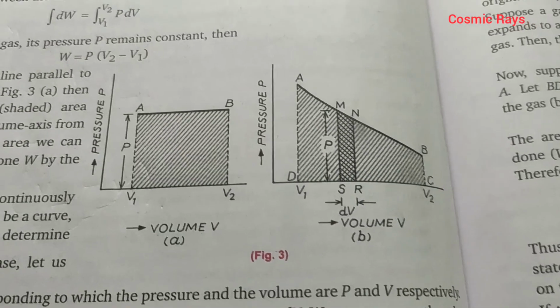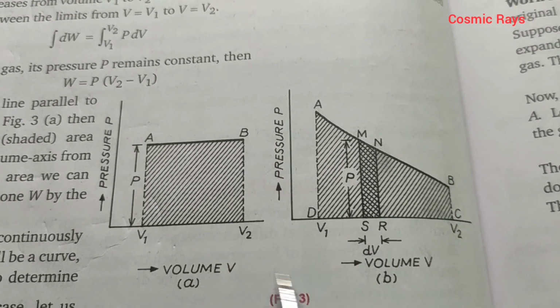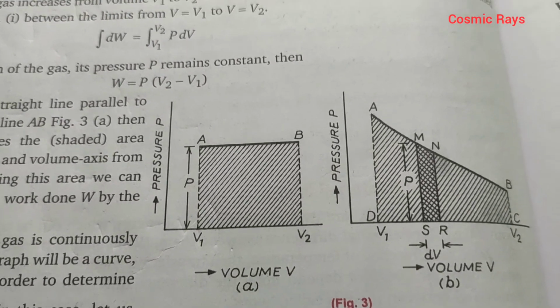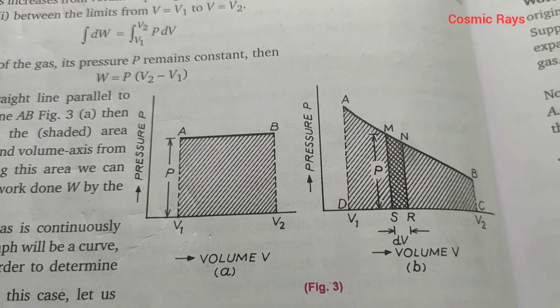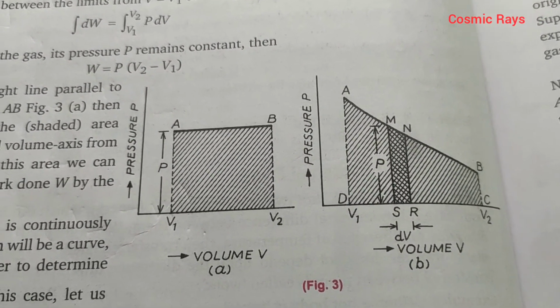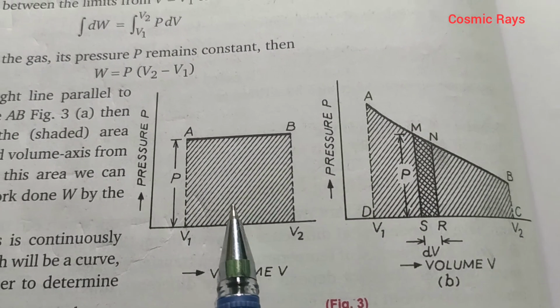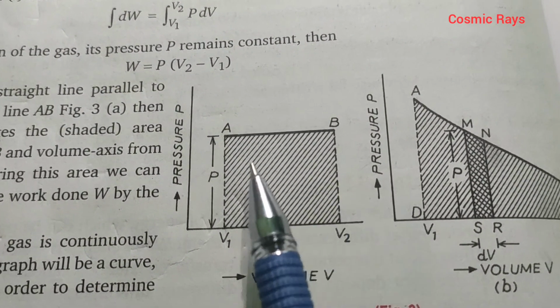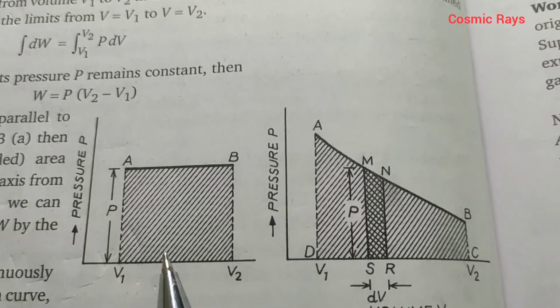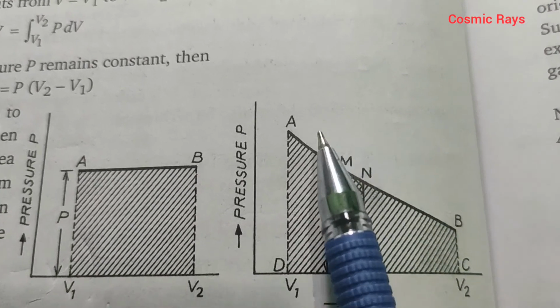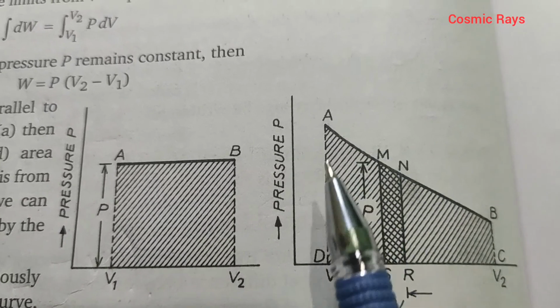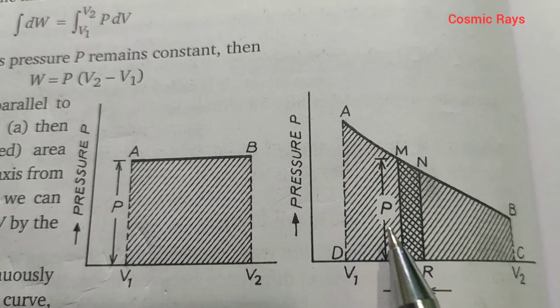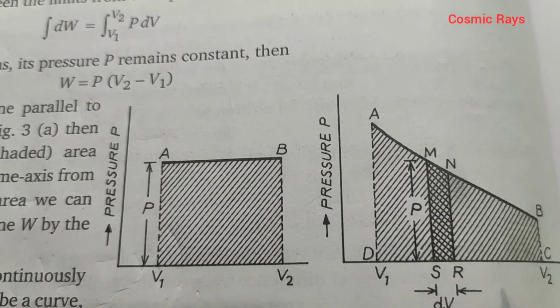Now depending upon the situations we plot different graphs. If the pressure of the gas remains constant, then this is the graph, and the work done is given by the area enclosed by this. And if the pressure changes, or pressure is a variable, then we have this graph, and the area covered under this graph gives the work done.